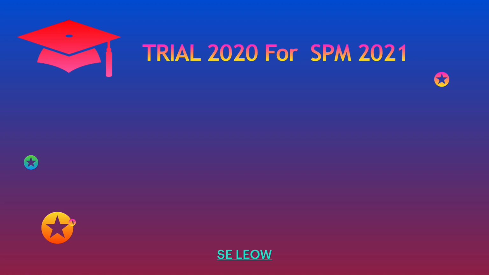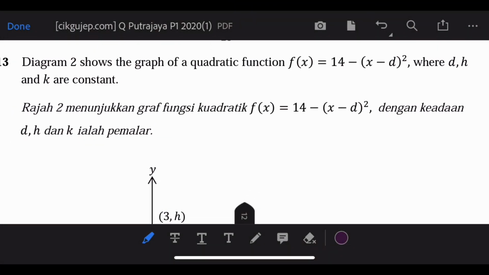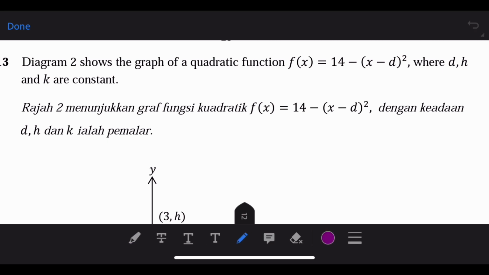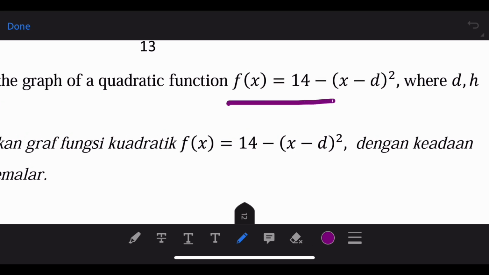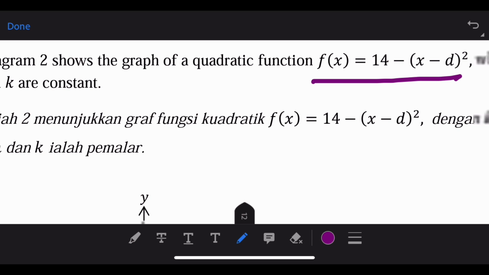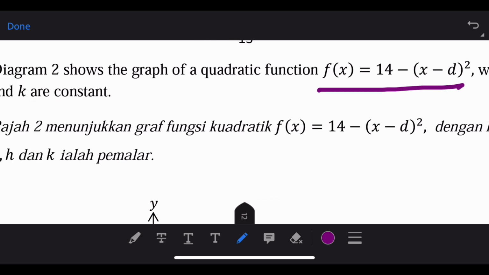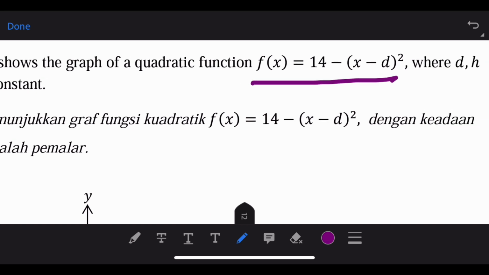Putrajaya part 2. Let's get started with the class. So diagram 2 shows the graph of a quadratic function f(x) equals 14 minus (x minus d) squared, where d and h are constants.